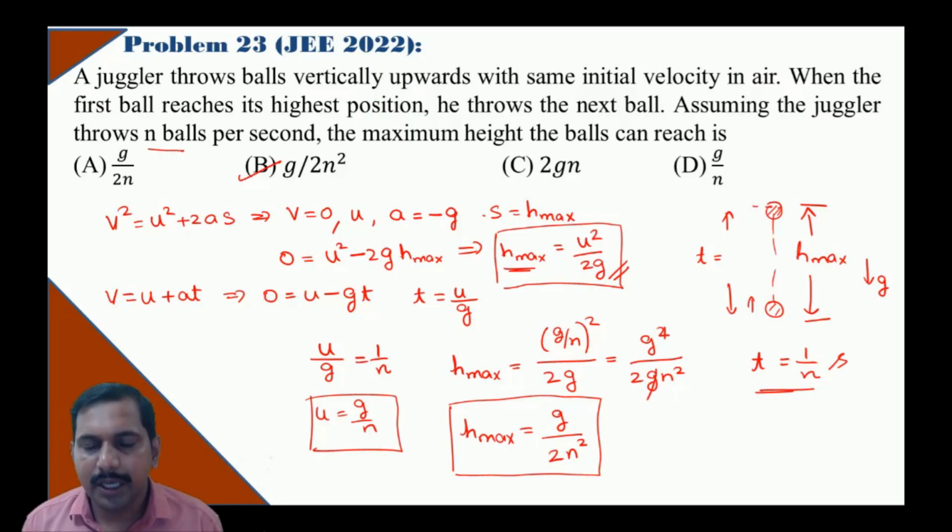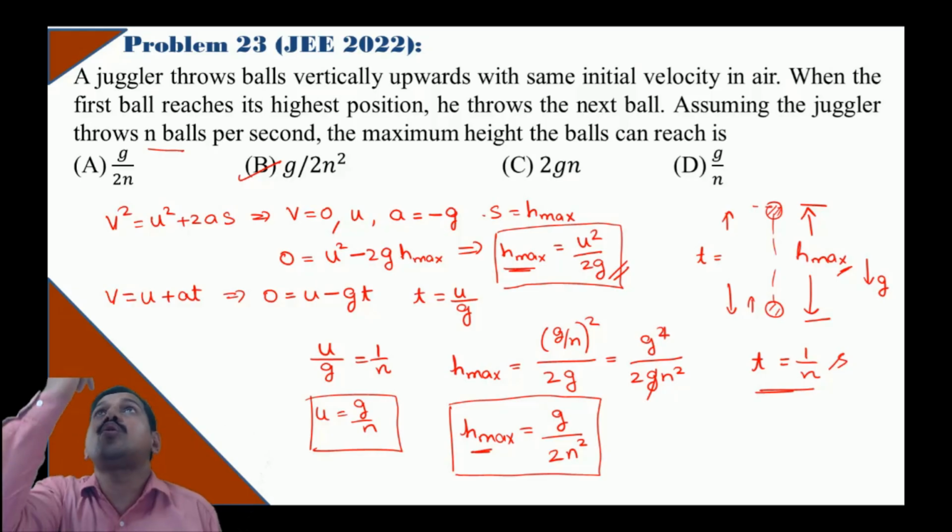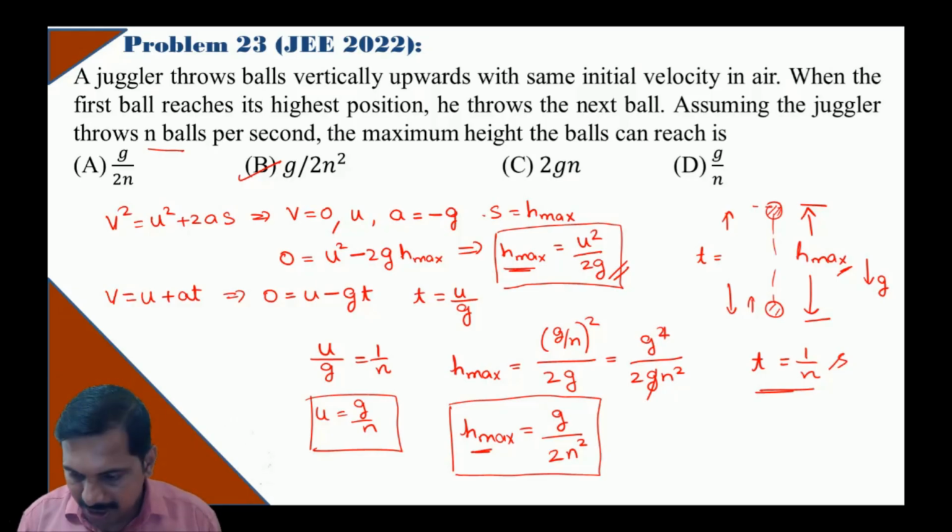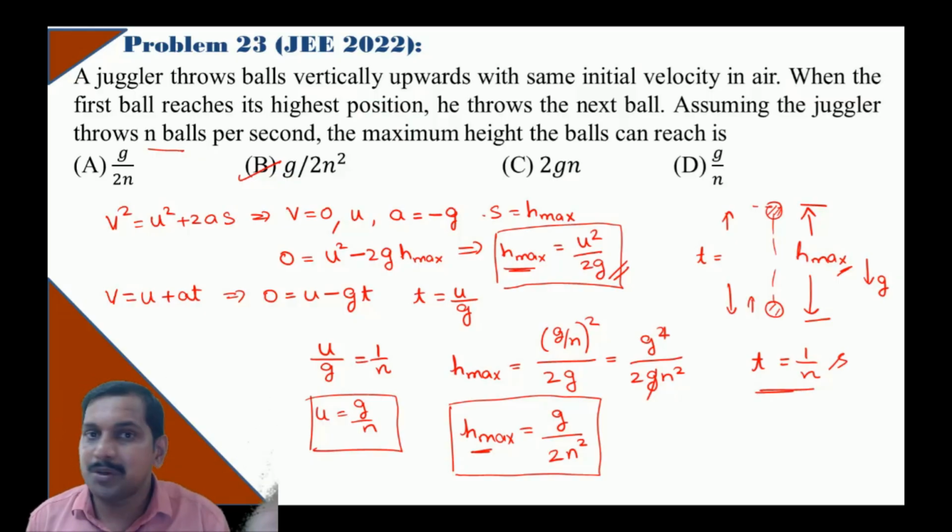Now further we have to think that h max is limited by the number of balls thrown per second. If you throw more balls per second, h max reduces as a square. So what does it mean? The more balls he is juggling, the lower the height he has to throw to. There is a constraint that in a second he has to throw n balls. If that constraint was not there, it would be a different matter.